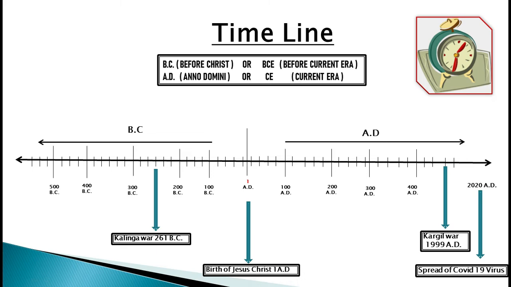Nowadays, instead of using BC and AD, many historians use the terms BCE and CE. BCE stands for before current era, meaning before the birth of Jesus Christ, and CE stands for the time period which is going on nowadays.